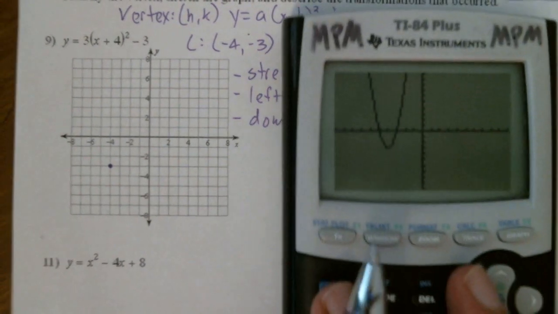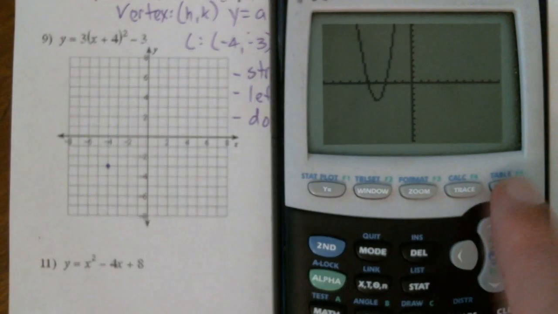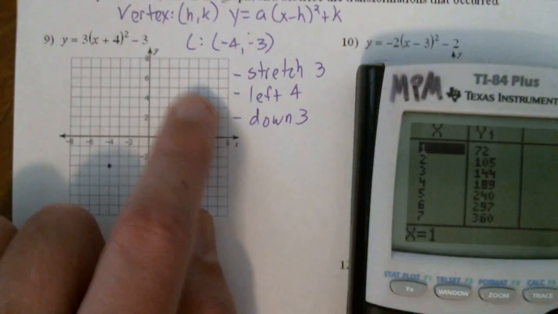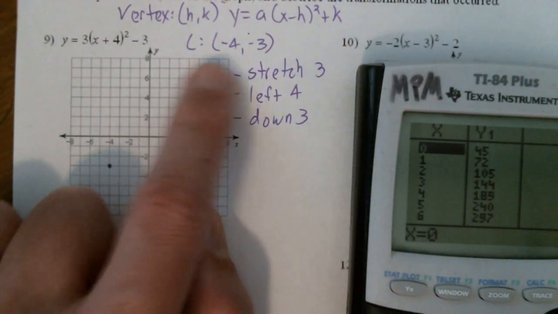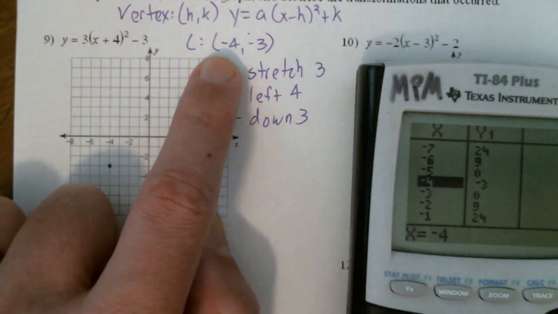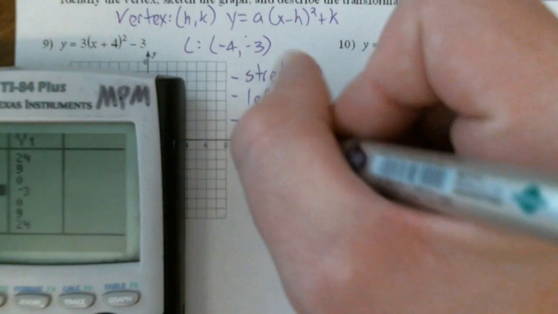And then I'm going to press second table, or second graph. And let's get some points here. Just like I discussed in the other video, I'm going to scroll down to my vertex here, -4, -3. I'm going to make myself a little t-chart. So I've got x, y.